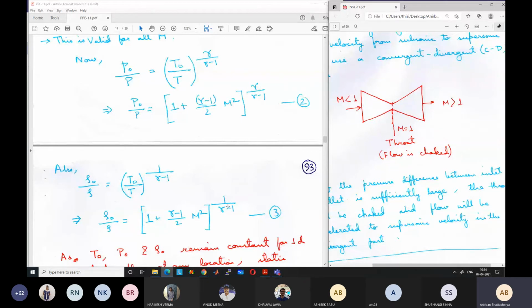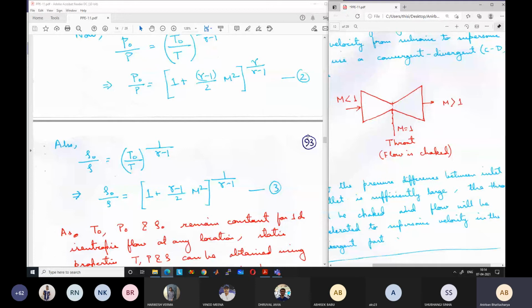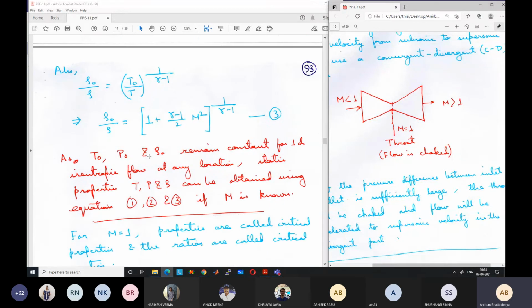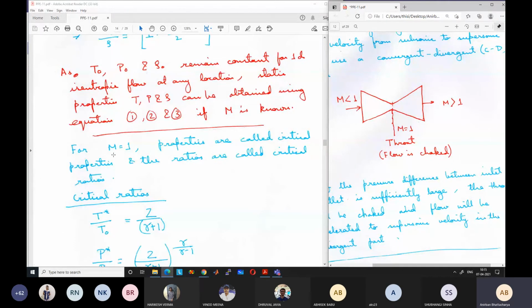As T0, P0 and rho 0 remain constant for one-dimensional isentropic flow at any location, the stagnation temperature, stagnation pressure and stagnation density have to remain constant along any location. Static properties T, P and rho can be obtained using equations 1, 2 and 3 if the Mach number is known. One special case is Mach number equal to 1. When the Mach number is equal to 1, this condition is the sonic condition or choked condition.